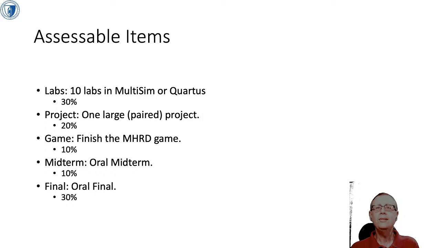So these are the assessable items. There are 10 labs worth 30% total, so 3% each. There's one large paired project, which is worth 20%.